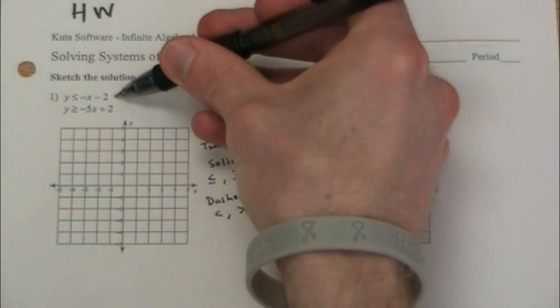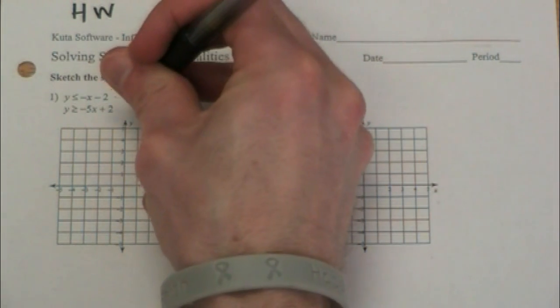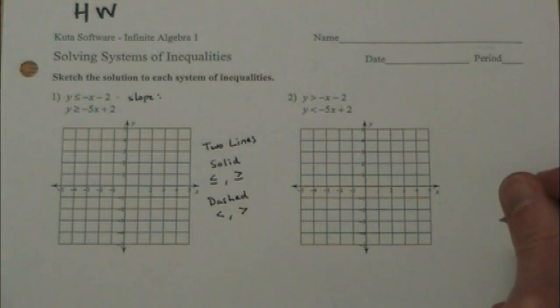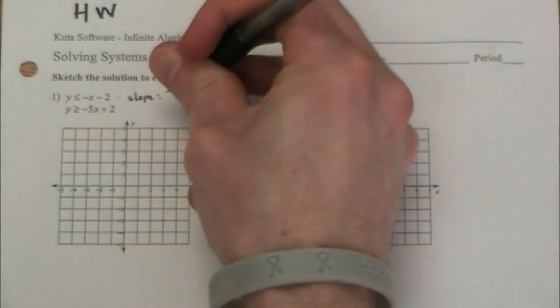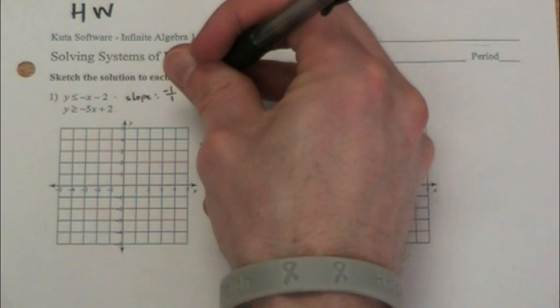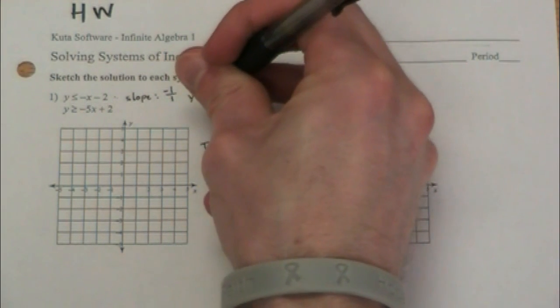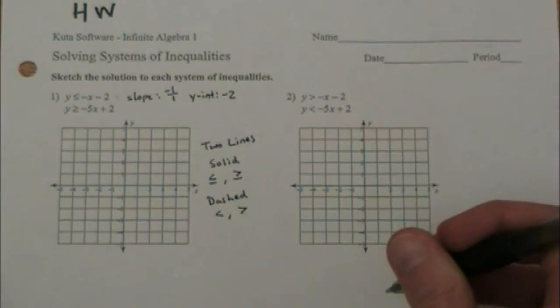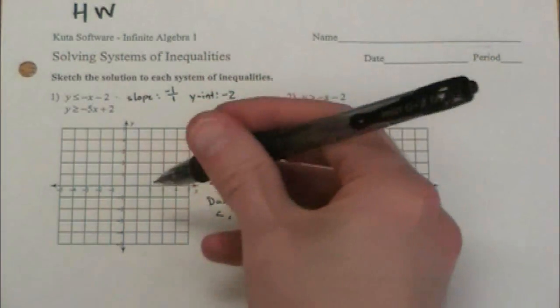So in this problem here, we're going to look at the first inequality, which is y is less than or equal to negative x minus 2. First thing you need to do is find the slope, and the slope is negative 1 over 1. You also need to find the y-intercept, and the y-intercept is negative 2. So we're going to graph this guy first.